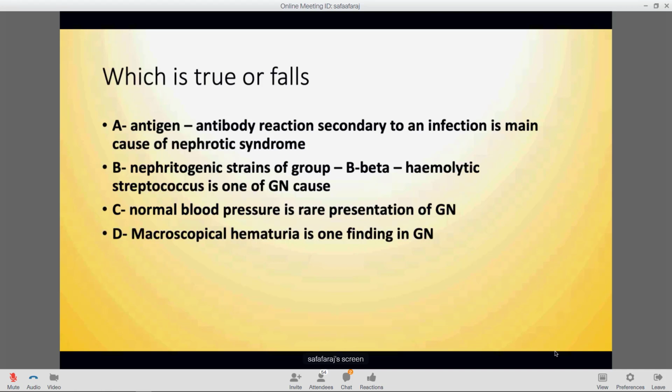C. Normal blood pressure is a rare presentation of glomerulonephritis. Doctor, normal blood pressure is a rare presentation. Okay. Macroscopic hematuria is one of the findings in glomerulonephritis. True. Doctor, normal blood pressure is a rare presentation, I expect true as well. Okay. Thank you.